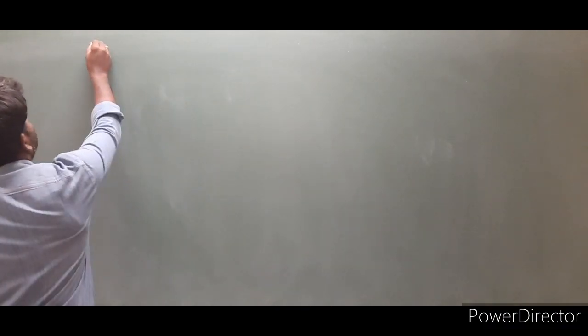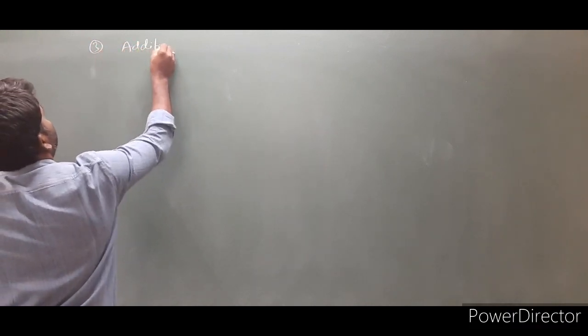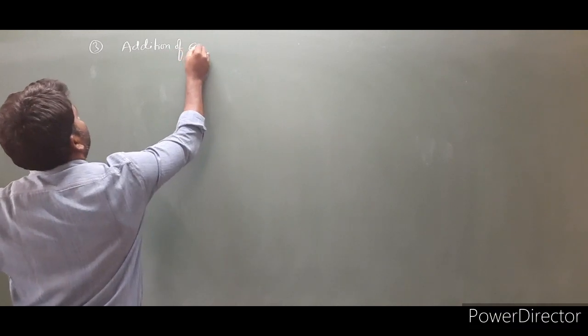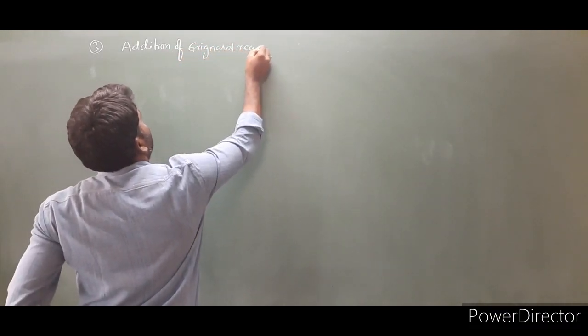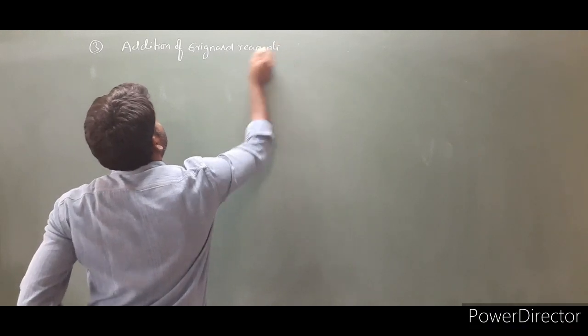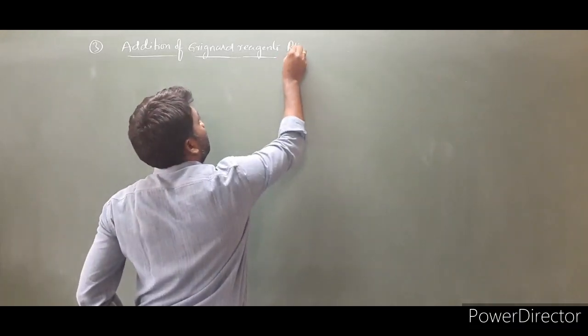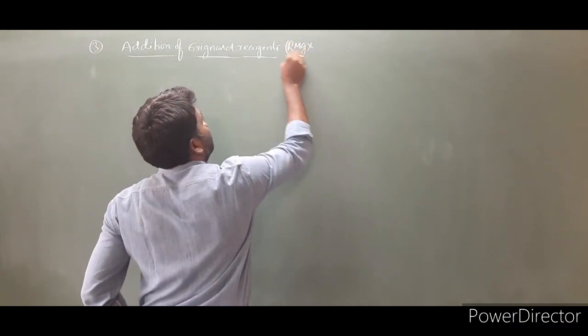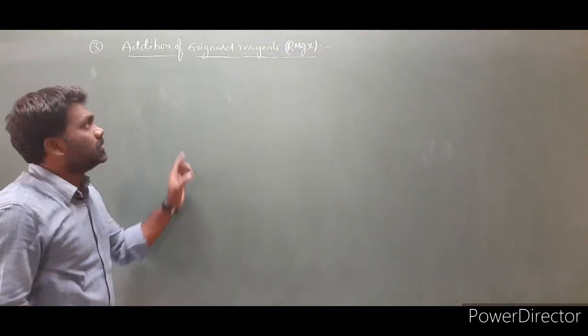Next one, addition of Grignard reagents. This is the third one. Addition of Grignard reagents. Grignard is nothing but alkyl magnesium halide, so we have to write the formula RMgX. Alkyl magnesium halide is called Grignard reagent.